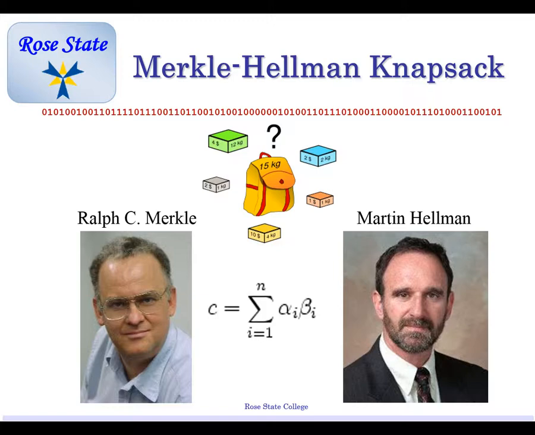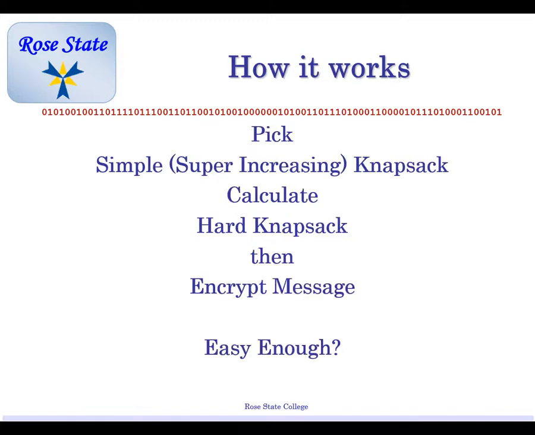Ralph Merkle and Marty Hellman came up with this knapsack thing where you come up with a combination of values to fit in there to make a target sum, what we just talked about. Easy enough there. Again, here's how it works. You pick a simple super increasing knapsack. Remember, that's where each number is greater than the sum of all the prior numbers. Then we take that number and calculate a hard knapsack. Then we encrypt our message. That's all there is to it. This is a bunch of steps, but they're all easy steps.